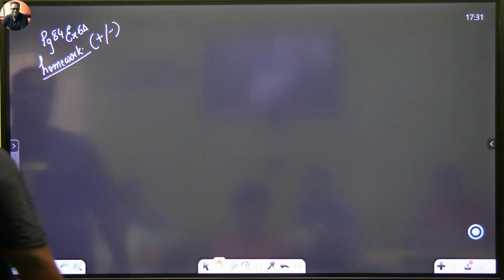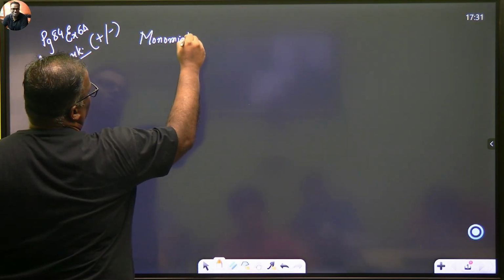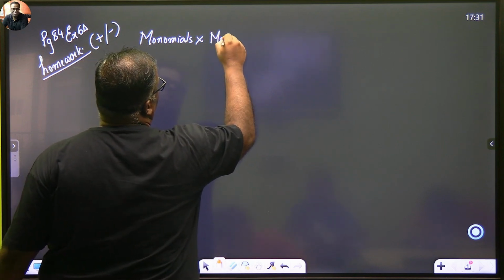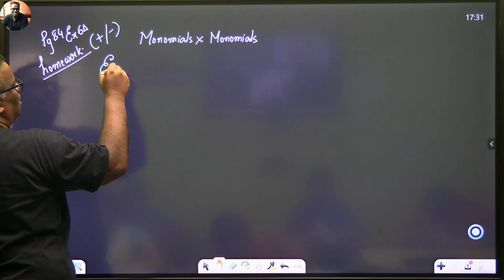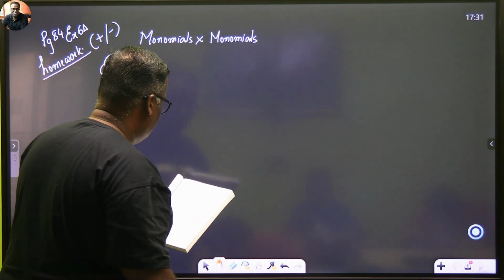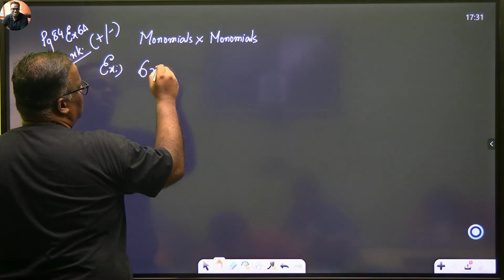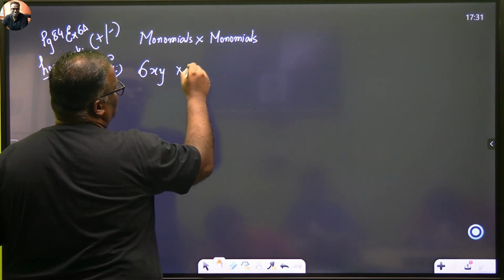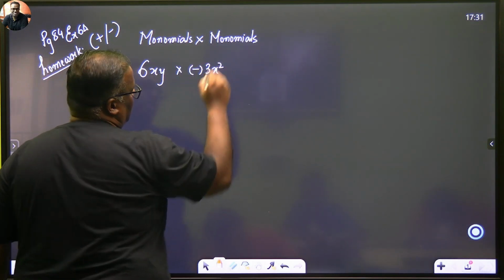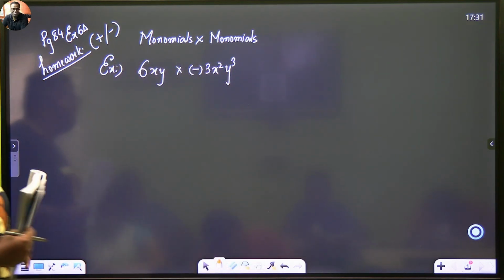Okay. So let's say our class today starts with multiplications in which we are multiplying monomials. The easiest form, monomials being multiplied by monomials. Nothing can be easier than this. So let's take one example, a monomial multiplied with a monomial. As per the book, it is 6xy multiplied with negative 3x square y cube. Okay, so all of us are fine with it.